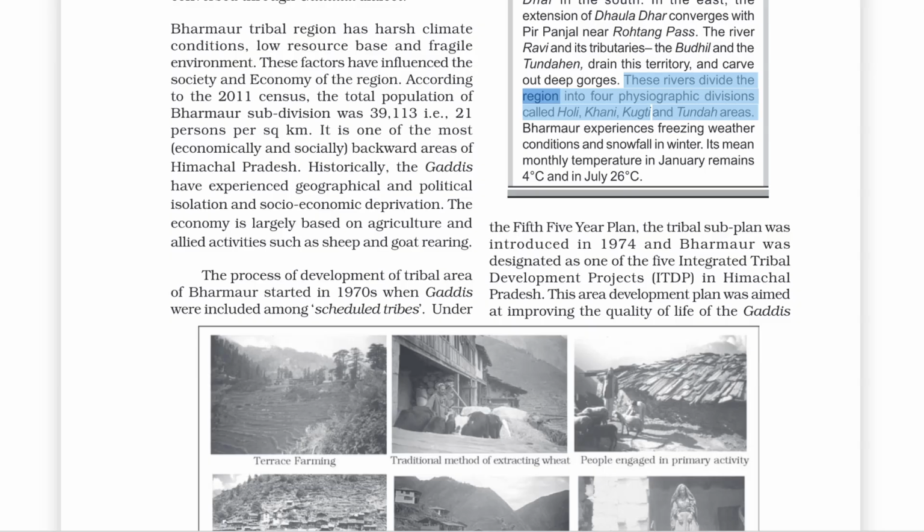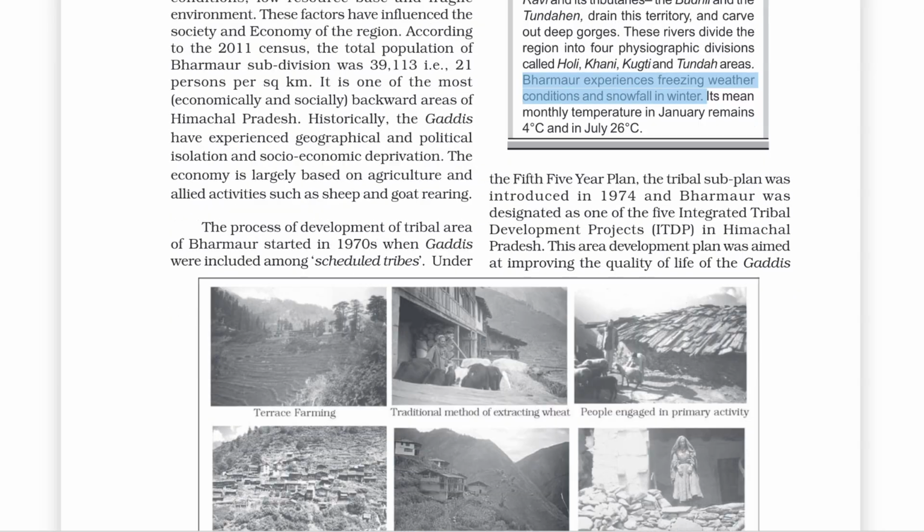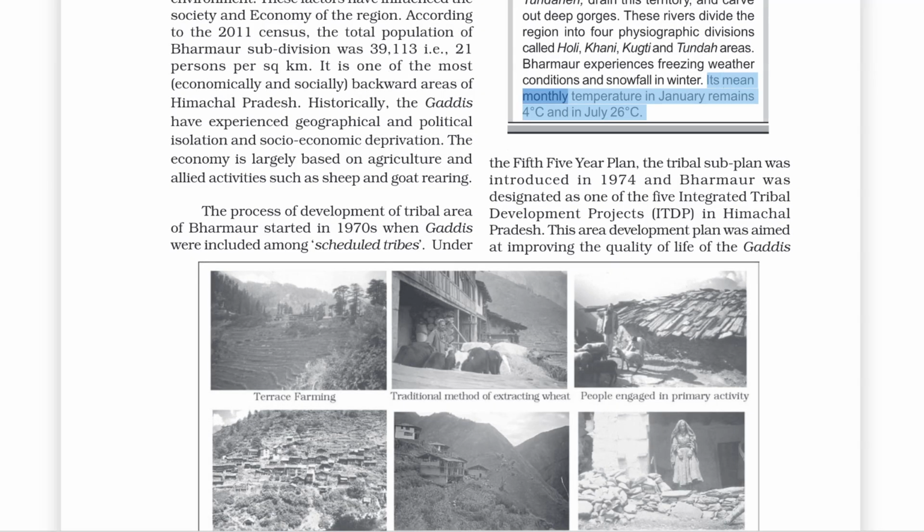These rivers divide the region into four physiographic divisions called Holi, Kani, Kugdi and Tunda areas. Barmore experiences freezing weather conditions and snowfall in winter. Its mean monthly temperature in January remains 4 degrees Celsius and in July 26 degrees Celsius.